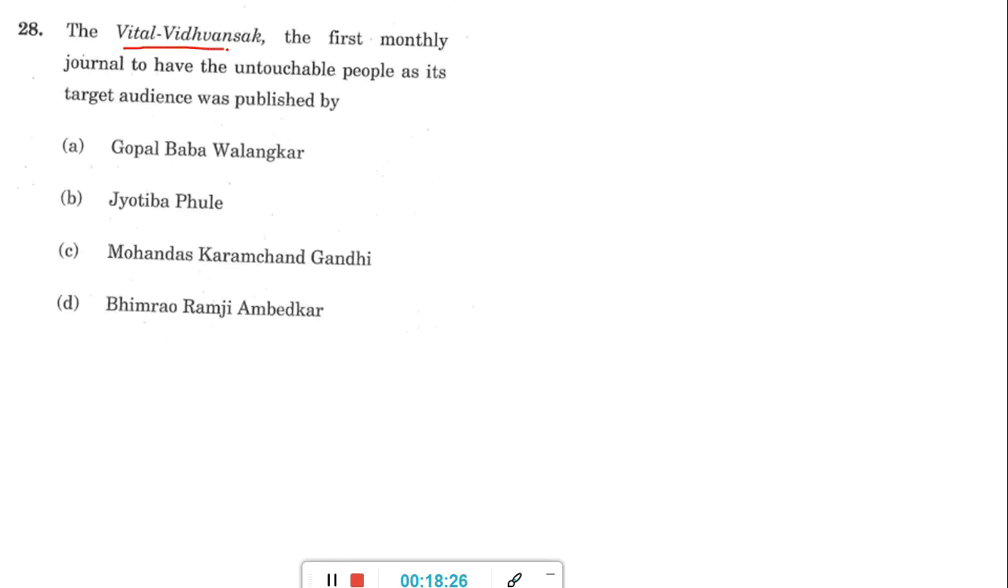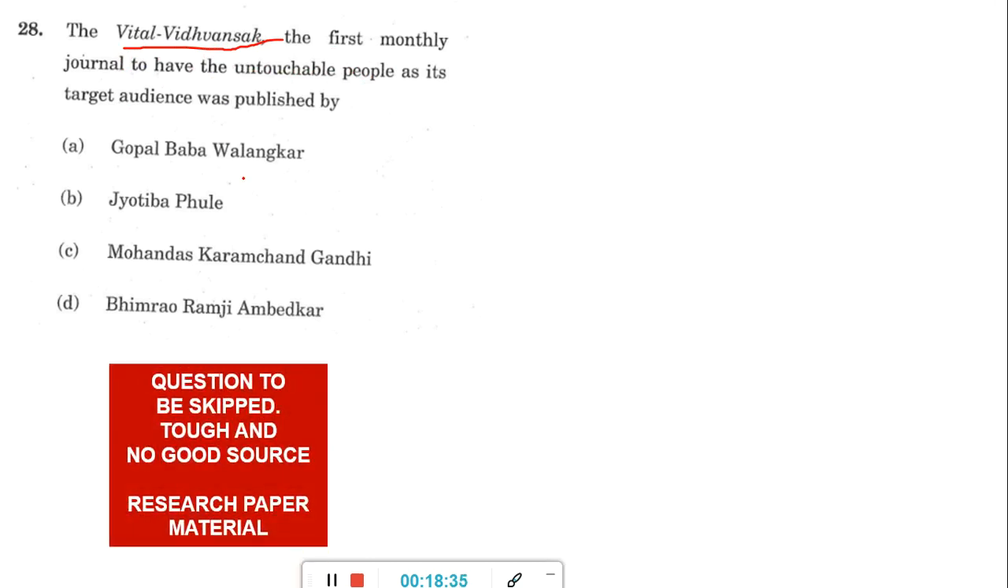Now this Vitthal Vidhwansak, the first monthly journal to have the untouchable people as its target audience. This again is one of the difficult questions which you have to skip. As I told you, you will not find it in Spectrum, the Tamil Nadu textbook, Satish Chandra, nowhere. No history textbook, Bipin Chandra, nowhere will this be there. But when you Google, you will get it. It will be there in some research paper, and here the answer is Gopal Baba Walangkar. So memorize these things by heart, just like you memorized the other one. This Vitthal book is written by him, and it is for untouchable people as its audience.